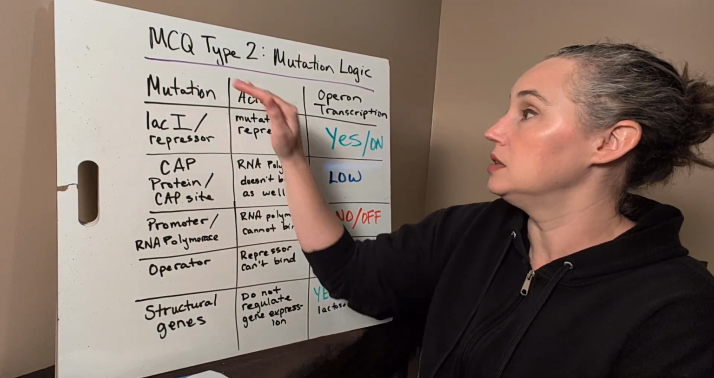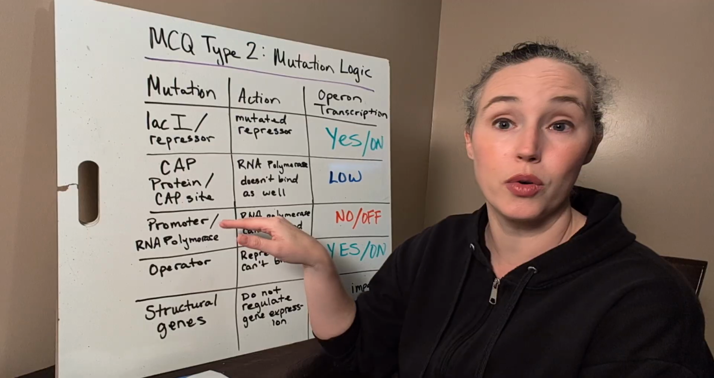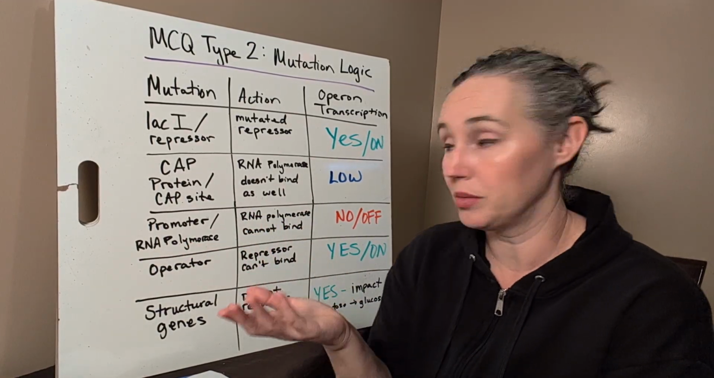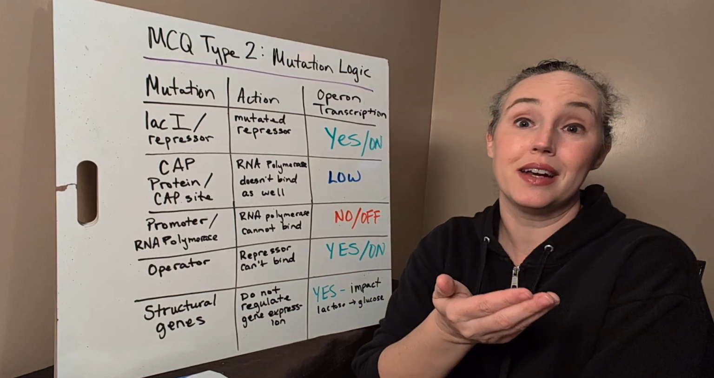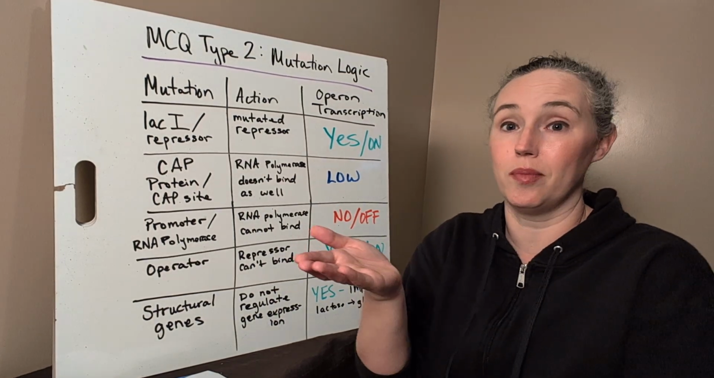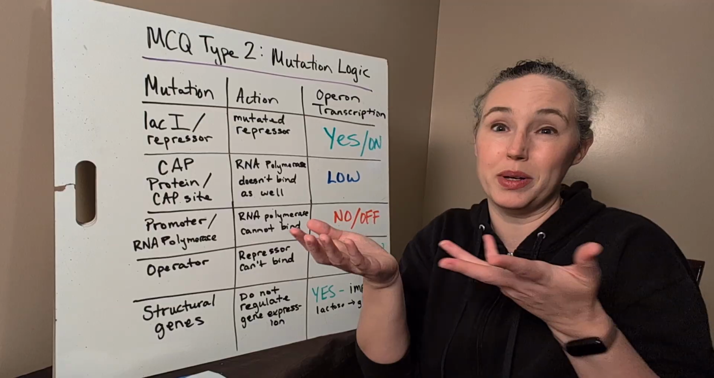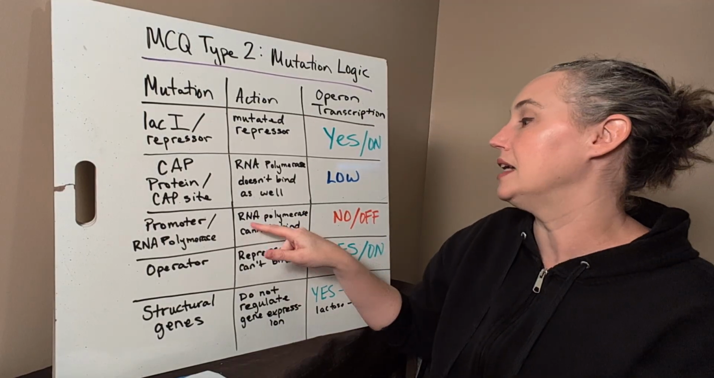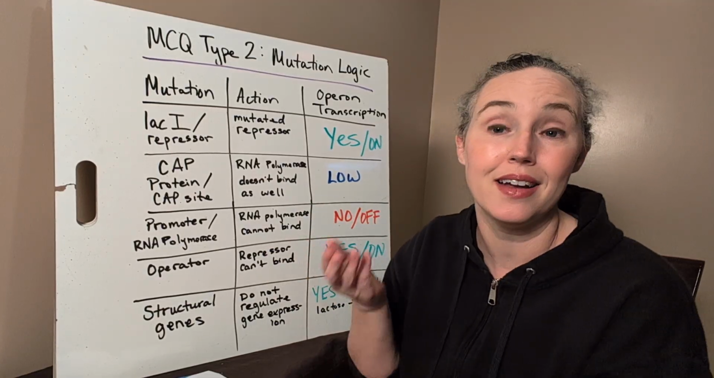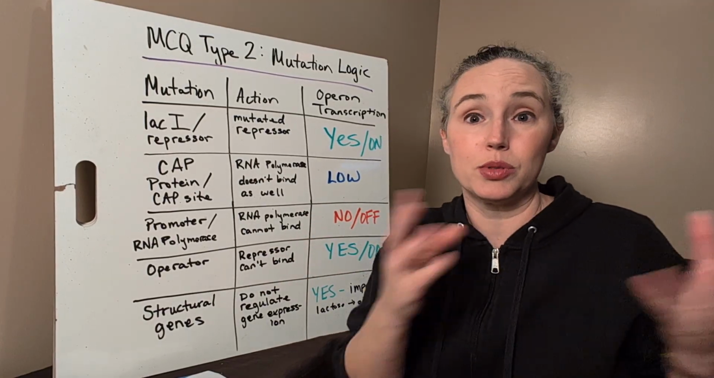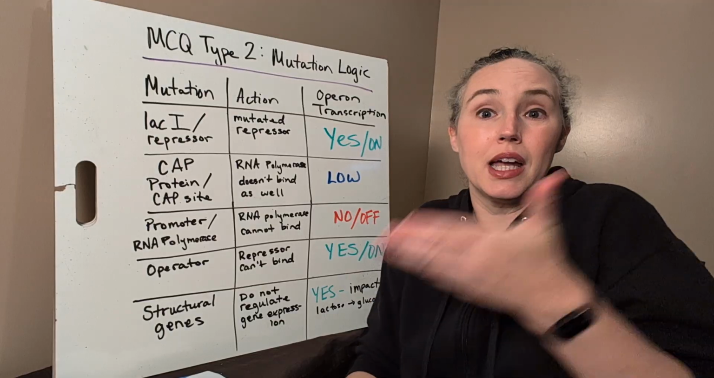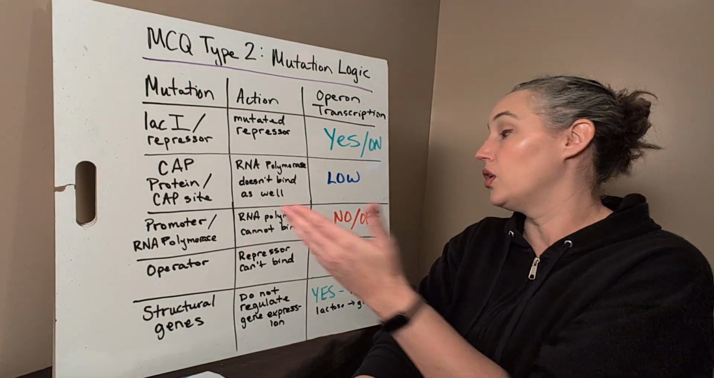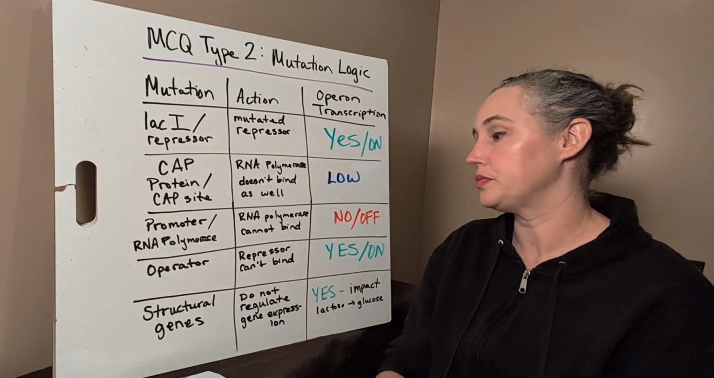If you have a mutation in either the promoter region of the operon or the gene that codes for RNA polymerase, then you're going to have a mutated RNA polymerase, or the promoter won't be bindable, it won't be able to latch on. And if RNA polymerase can't bind, its job is to transcribe. So if it's like a train that can't get on the train tracks, then it's not going down the road, right? So no, it's going to be off.